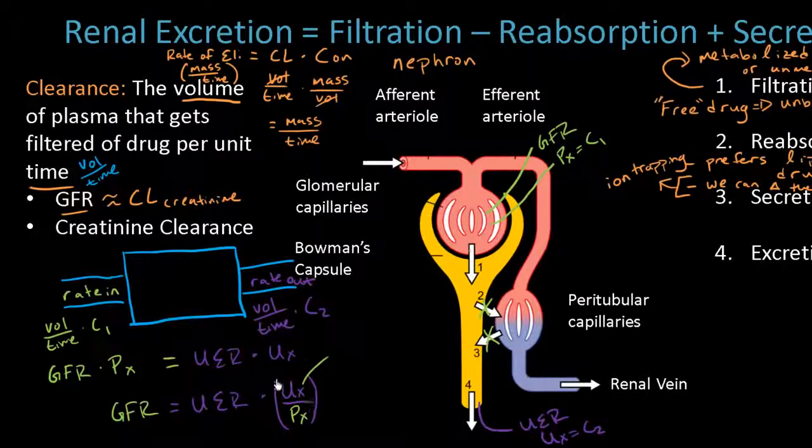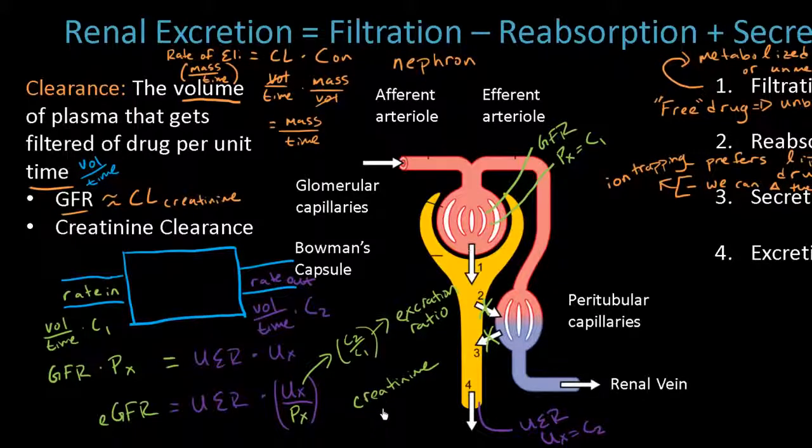So this little relationship right here is kind of like saying C2 over C1. This has a term. It's called the extraction ratio. It gives us a sense of how well that organ can get rid of that drug. We use this equation to estimate our glomerular filtration rate, eGFR. The substance that I'm referring to that is freely filtered, it all goes through, but is not reabsorbed or secreted, is creatinine.